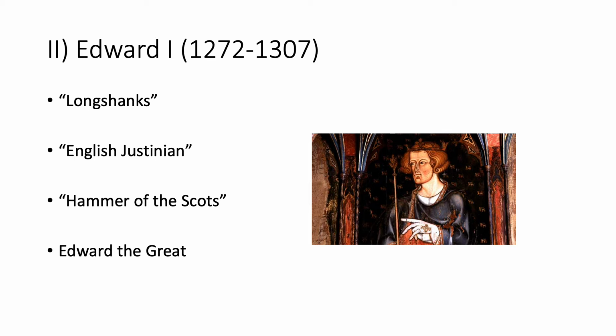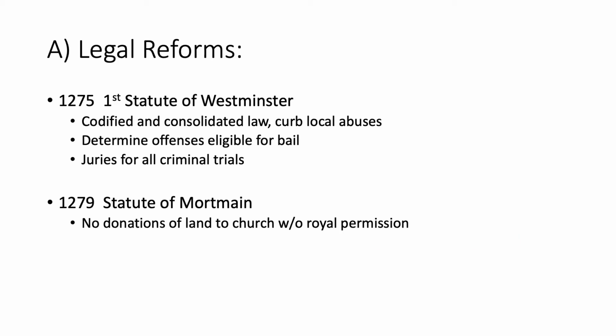And you can see from the dates he rules for a very long time, which offers an extensive opportunity for stability. So in part, the English Justinian references some of the legal reforms that he enacts. So in 1275, the first Statute of Westminster, I'm just hitting on the highlights of some of these. It's a long record of acts. This sort of tries to codify law.